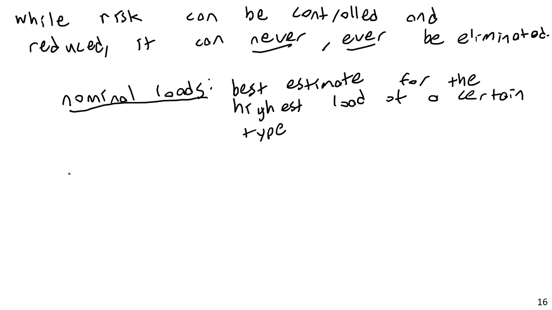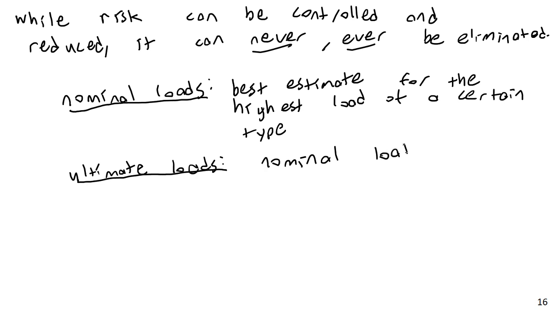So, just another way of stating this: ultimate loads are nominal loads combined and adjusted for risk. So we need to talk about how we're going to do this. How are we going to transform these nominal loads into ultimate loads?